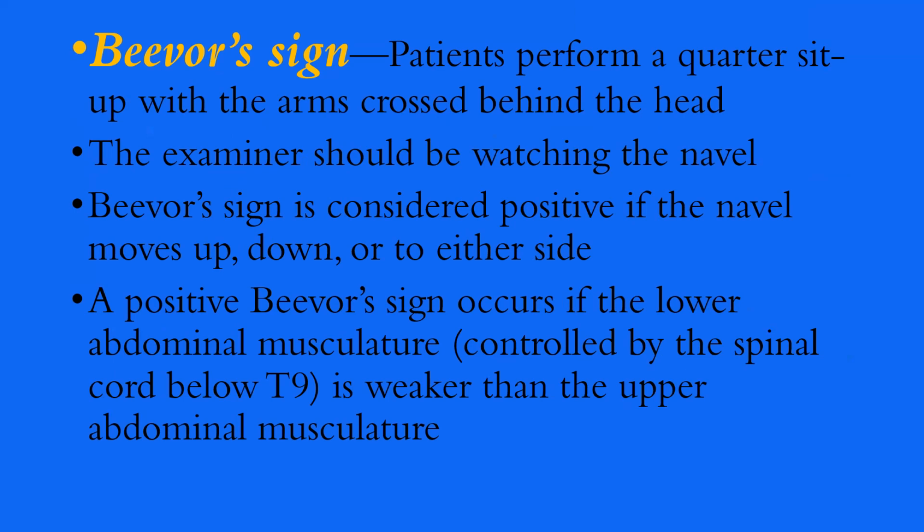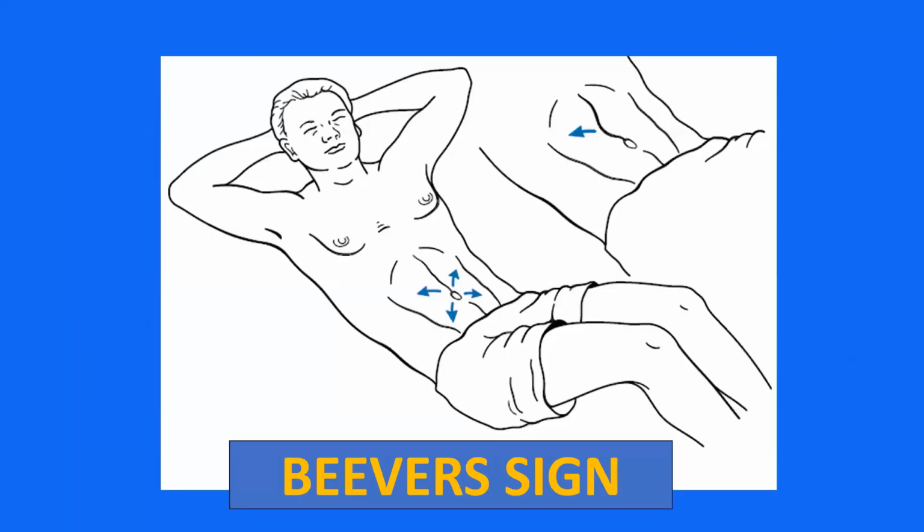The neck. The examiner should be watching the navel, the umbilicus. The Beaver's sign is considered positive if the navel controlled by the spinal cord below T9 is weaker than the upper abdominal musculature. I will show you this. This is the Beaver's sign.